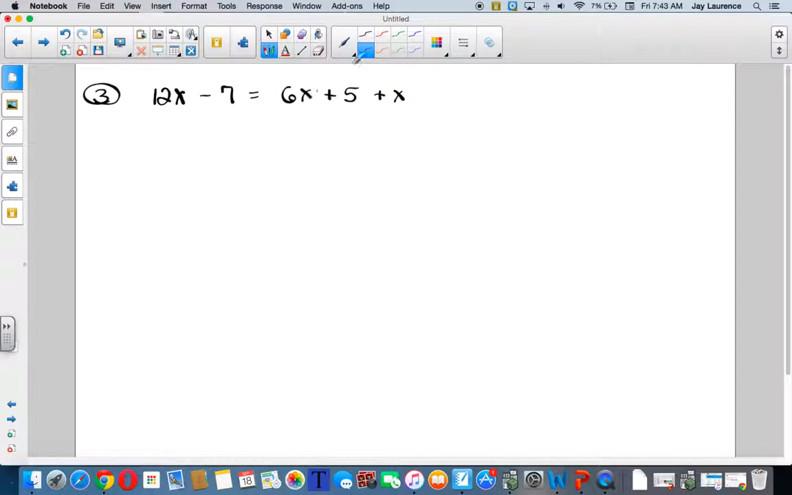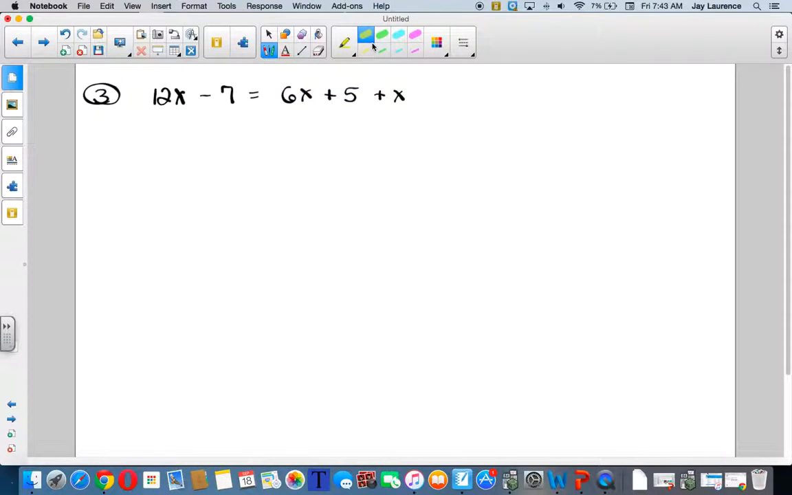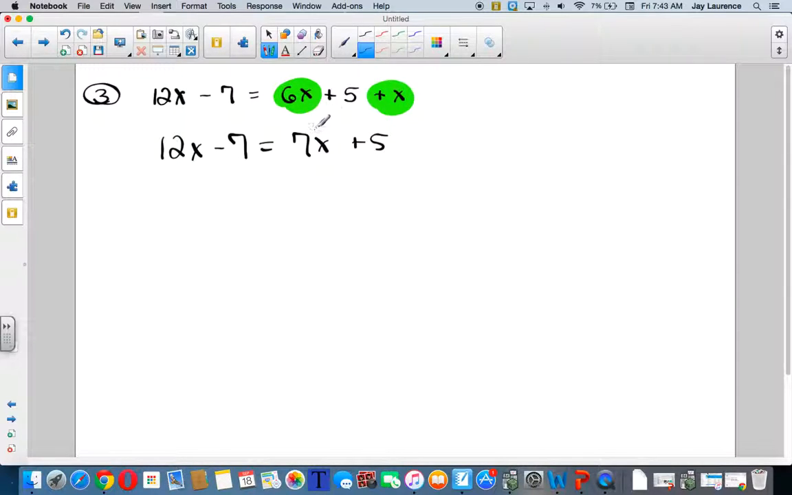Here's one where if you look at the right-hand side, you might notice something. What do I have on the right-hand side? I have like terms. Like terms simply combine. So many of you want to start subtracting x from both sides. I wouldn't do that. I would just combine my like terms and rewrite the equation as 12x minus 7 equals 7x plus 5. 6x plus 1x, 7x.